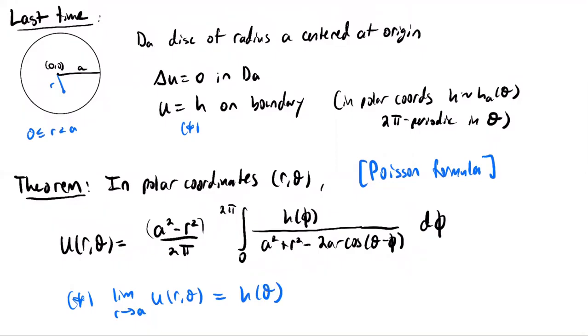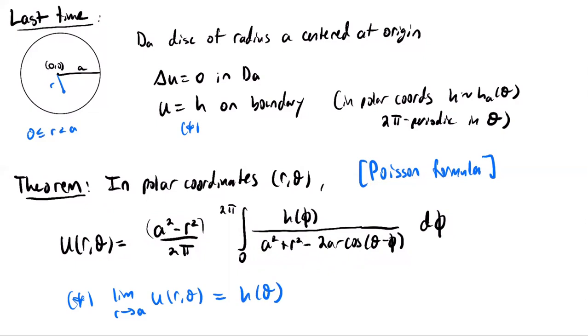So notice this is not trivial, because if r is equal to a, notice that as r approaches a, this is converging to 0, but the denominator of this fraction is converging to something that could potentially be infinite, right? So you have to be a little bit careful.